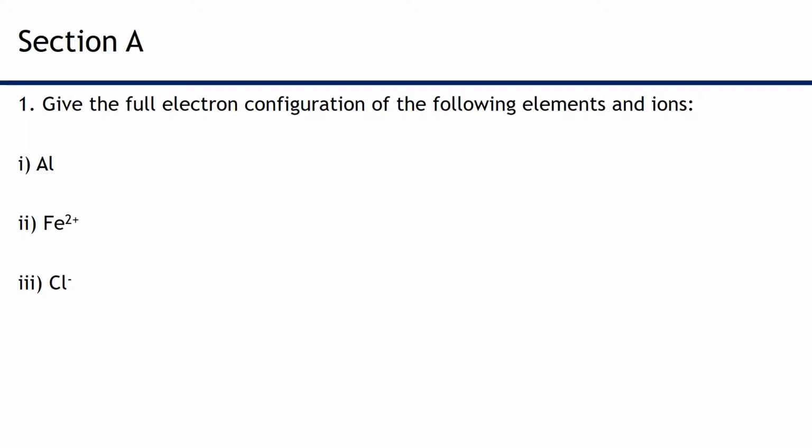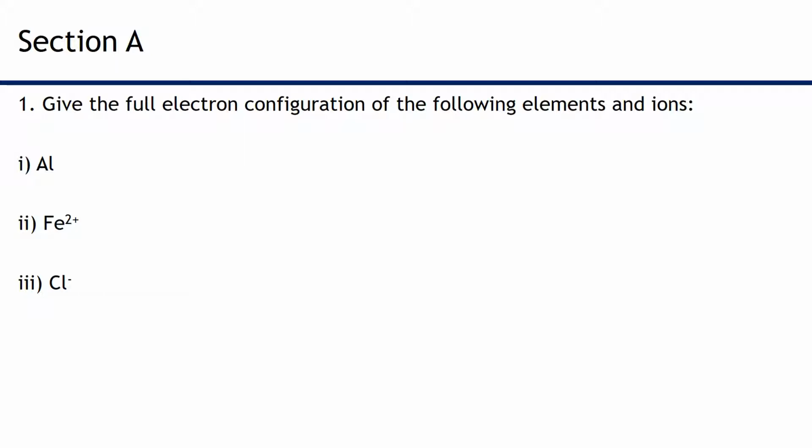So we'll start with section A, and these are the shorter questions. In question 1, you are asked to give the full electron configuration of the following elements and ions, and you're given 3 of them. You've got elemental aluminium, an iron 2+ ion, and a chloride ion with 1 negative charge on it.